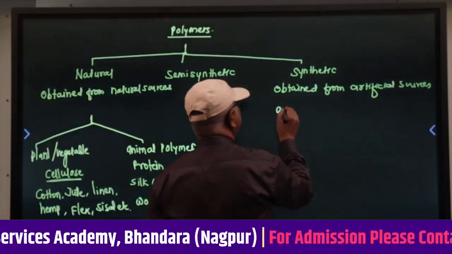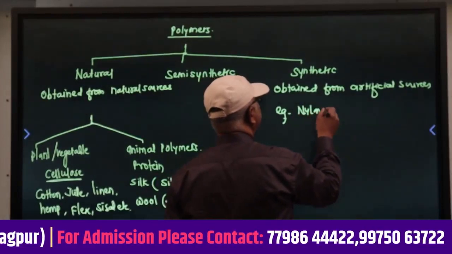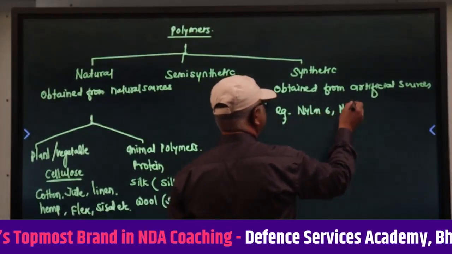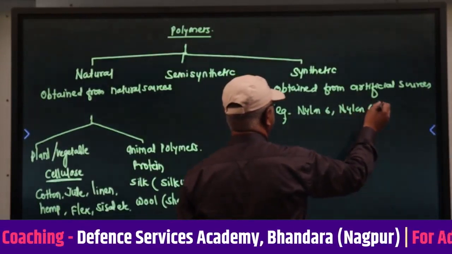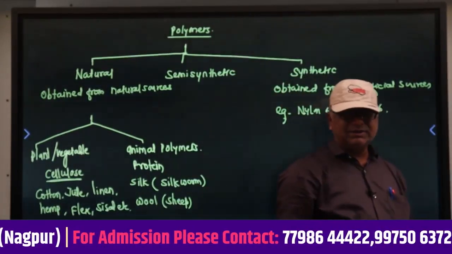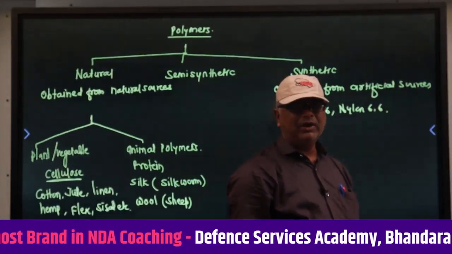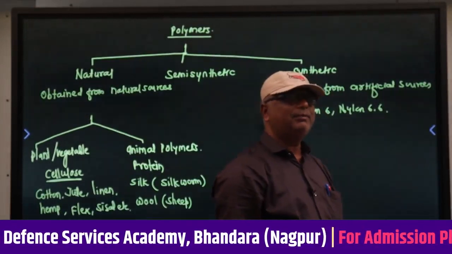For example, nylon 6, nylon 66, viscous rayon, terylene, orlon, saran, dacron, acrylon, a number of them.